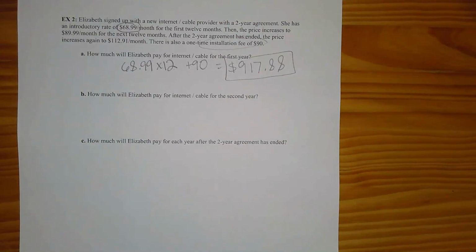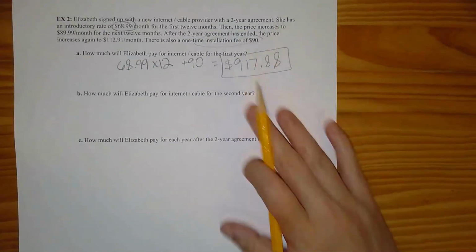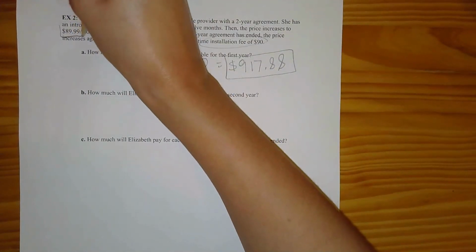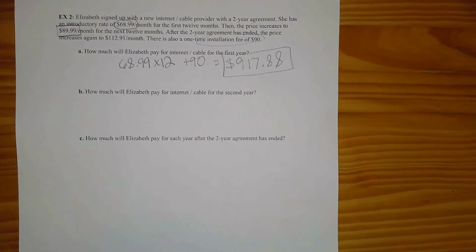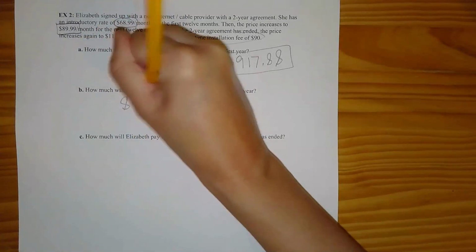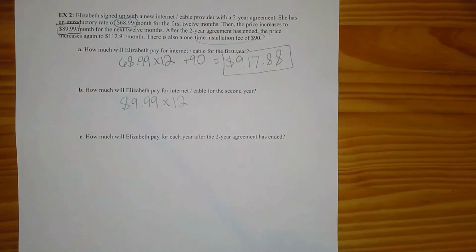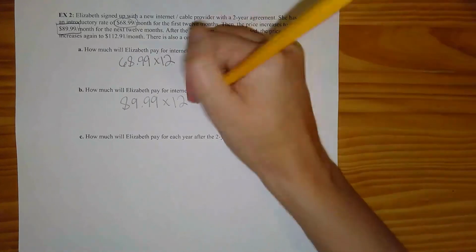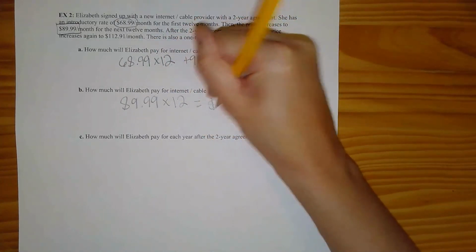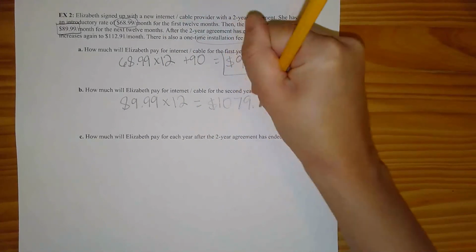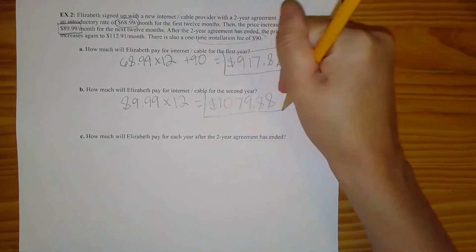Alright, how much is she going to pay for internet cable for the second year? Well, let's see. It says then the price increases to $89.99 per month for the next 12 months. So that's that second year. She's paying $89.99 per month. There's 12 months in the year. There's no installation that's going on that year. So it's just multiplication. So you do 89.99 times 12. And you'll get $1,079.88 for cable internet for that second year.